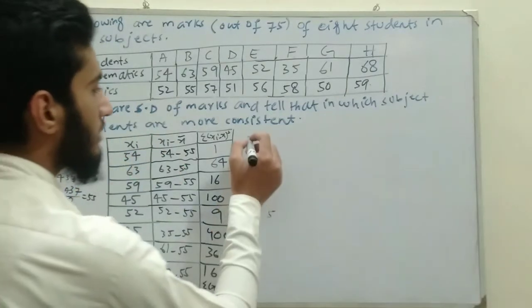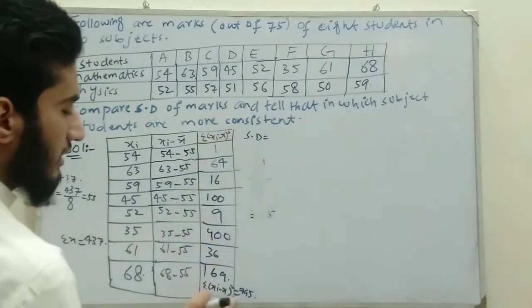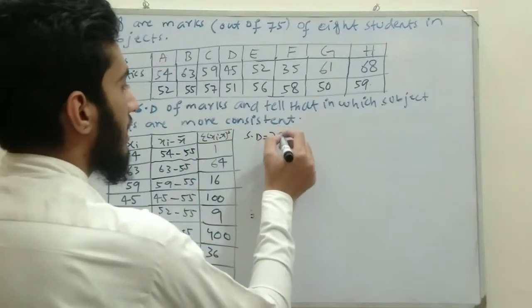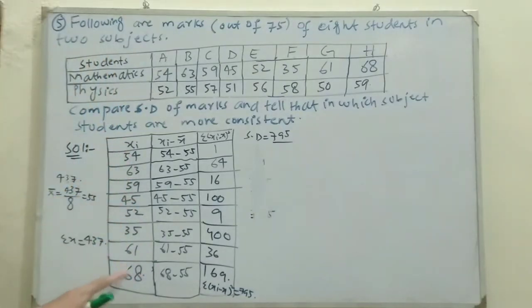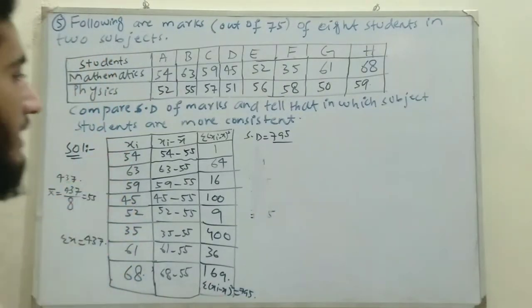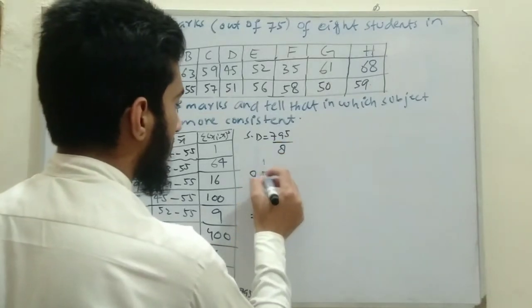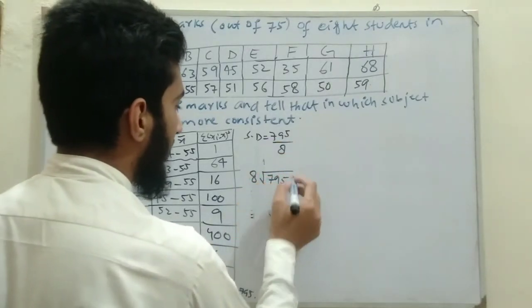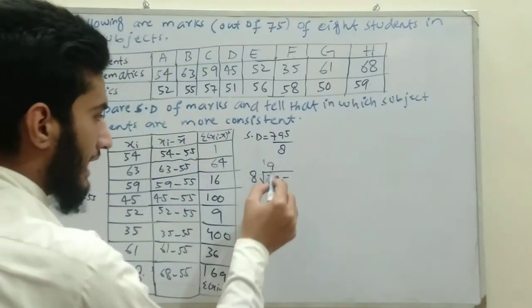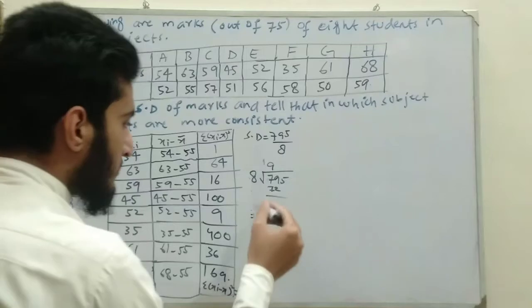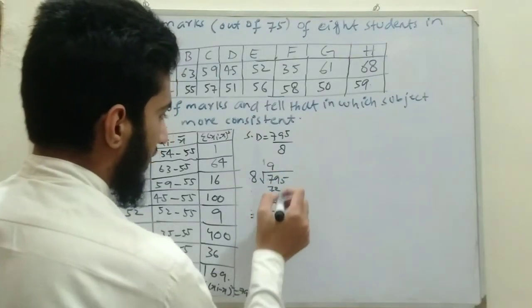For the standard deviation we have a formula: summation of (xi minus x bar) whole square, which is 795, divided by n. Our n is the total number of values, which is 8: 1, 2, 3, 4, 5, 6, 7 and 8. Now divide them: 795 divided by 8. 8 multiply 9 gives us 72. 79 minus 72 gives us 7, and here is a 5.